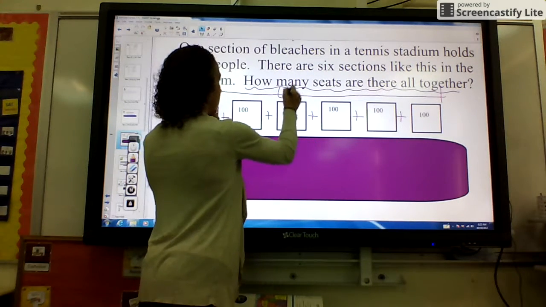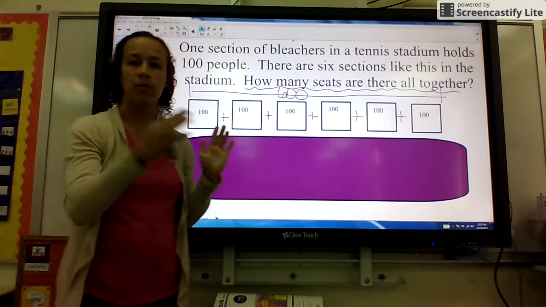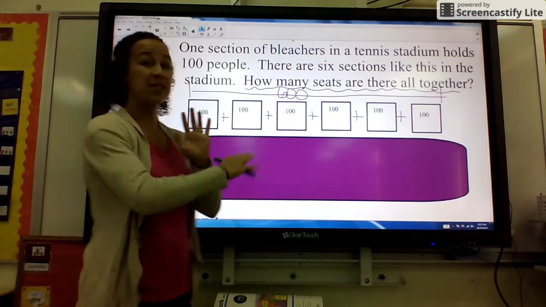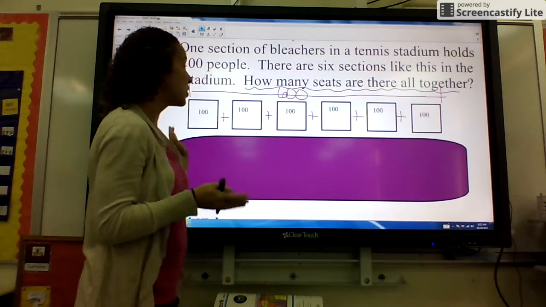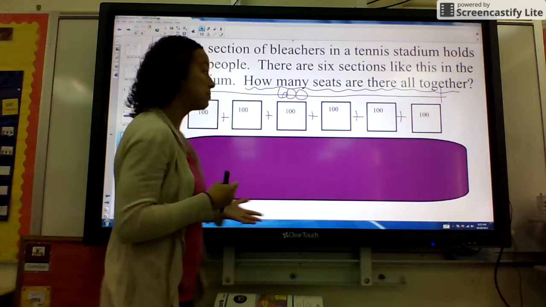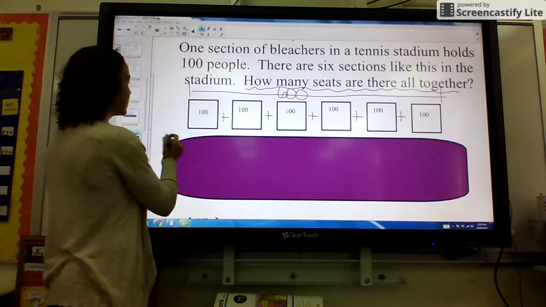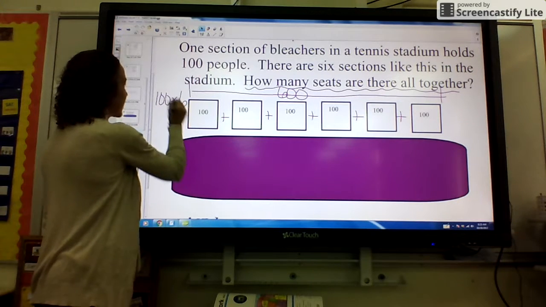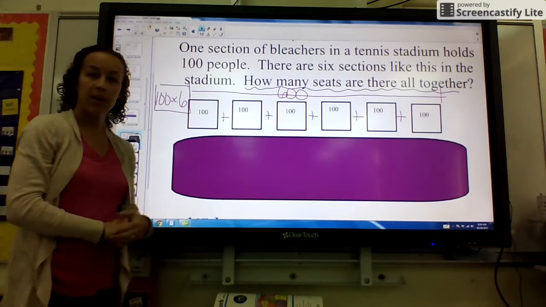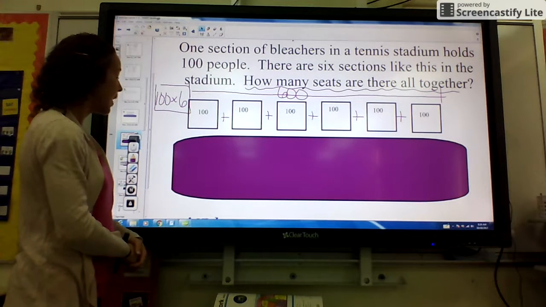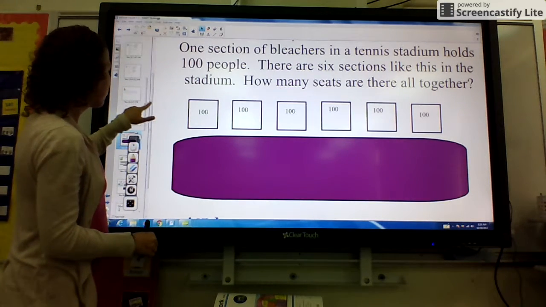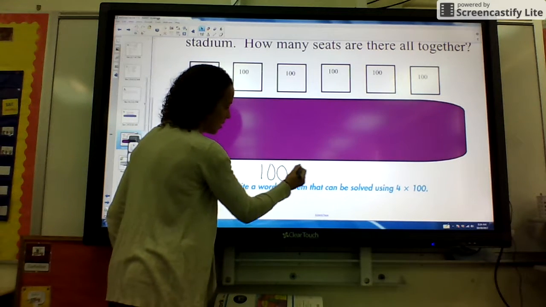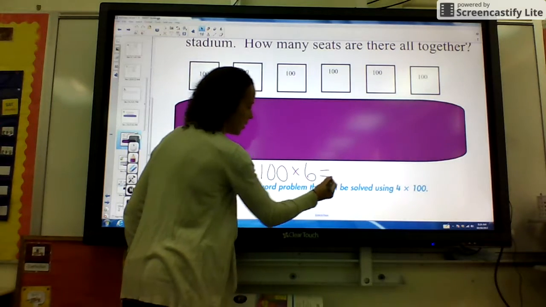But what happens if I had a lot more sections? Think of the arena where the Sabres play. There's a lot more than just 6 sections there. So we could be adding 100 a whole lot more times. So what if I said, could I connect this and say, well, I have 100 6 times, or 100 times 6.